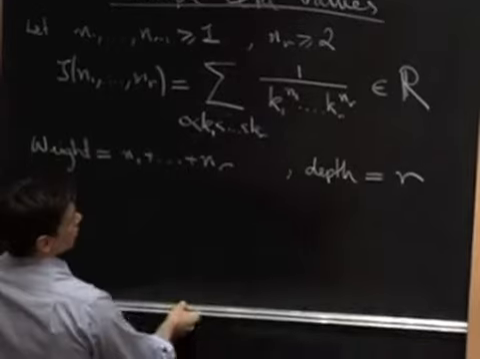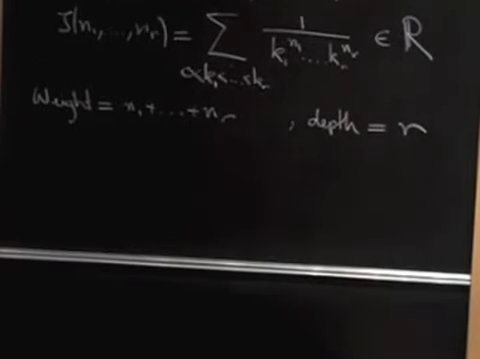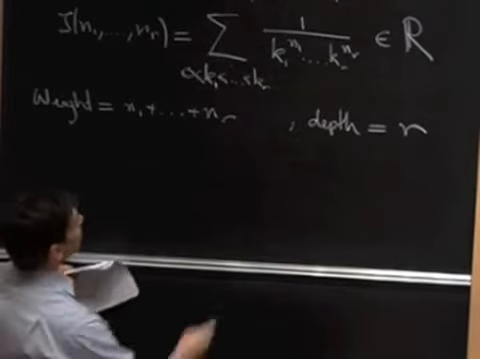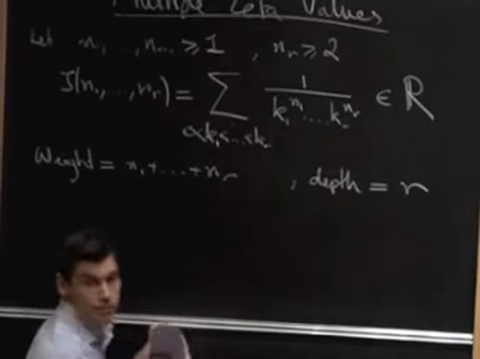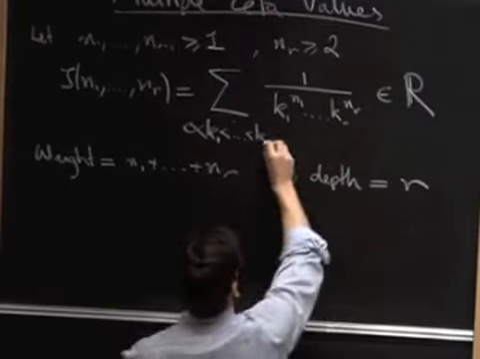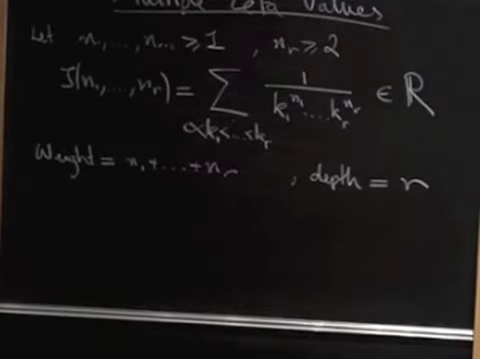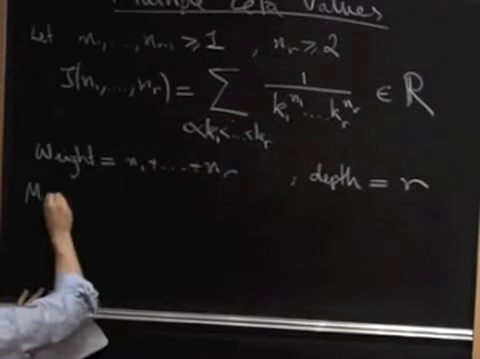So the first thing one notices when studying these numbers, k is the summation indices. K1 up to kr. Sorry, maybe my writing's not very clear. K1 up to kr. They're just summation indices. And the first thing one notices is that they satisfy very many relations.